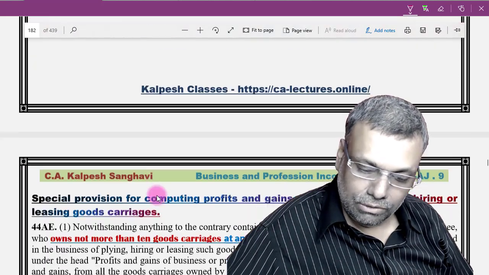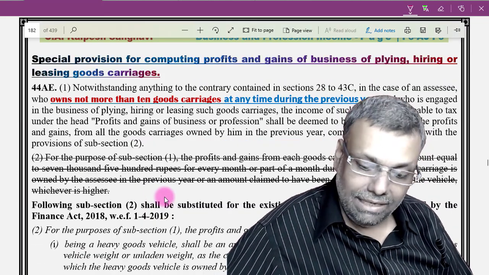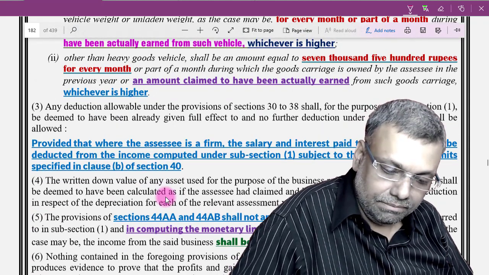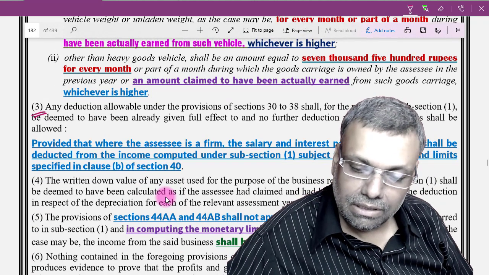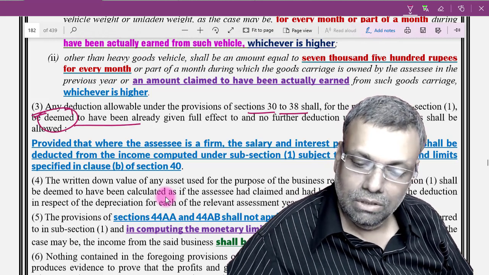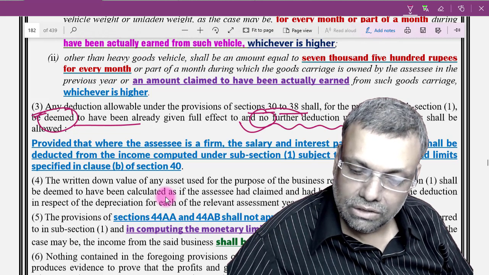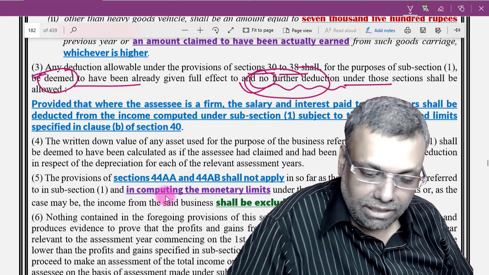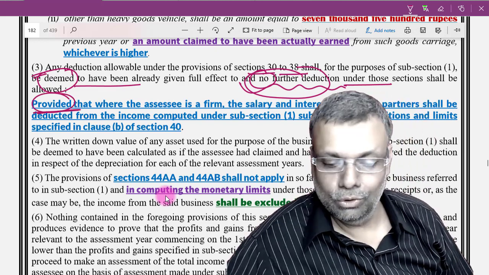Okay, but now you see the language of 44AE, which is a unique language. Okay, see subclause 3. Deductions allowable under 30 to 38 for the purpose of this shall be deemed to have been allowed. No further deduction under those sections shall be allowed. Okay, however, there is a provision. Now look at this particular provision.